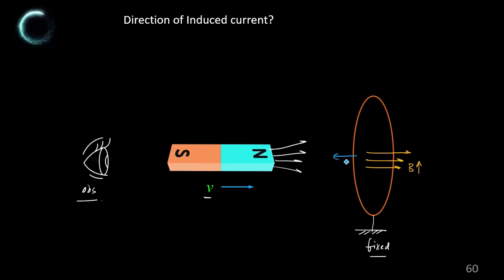The induced effect is the reaction to what is being induced. In order to produce the induced effect towards the left hand direction, the current should be in the anti-clockwise direction as per the observer. So the observer will see the current flow in this direction, towards the left hand direction, and it can produce the induced effect.